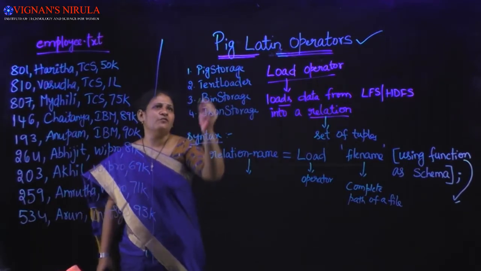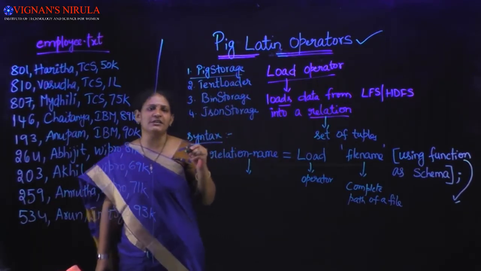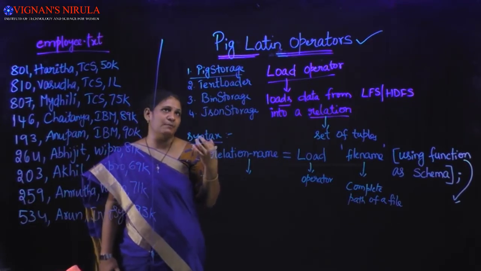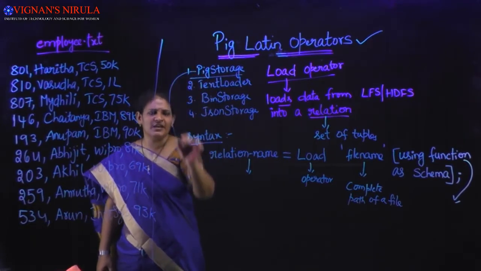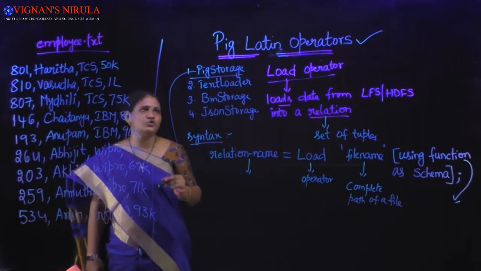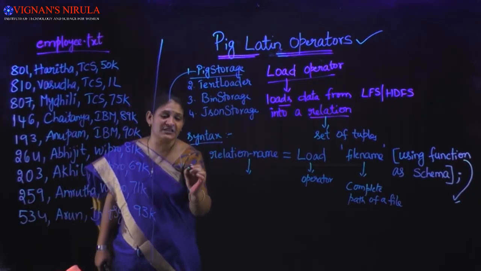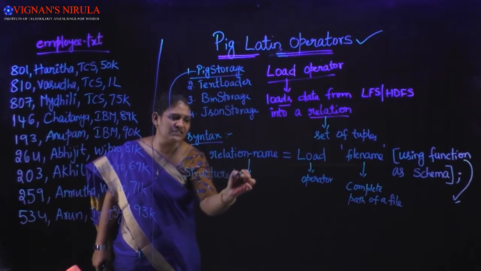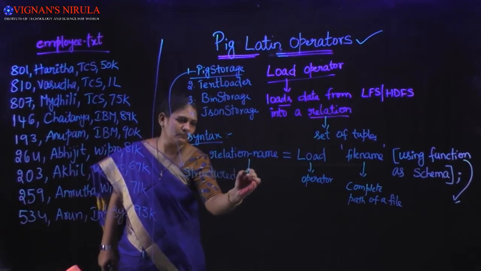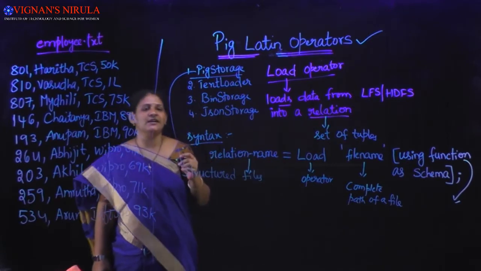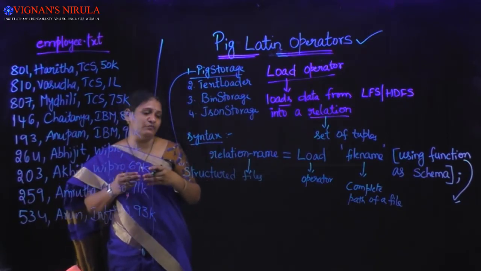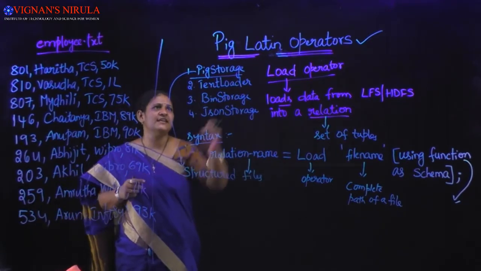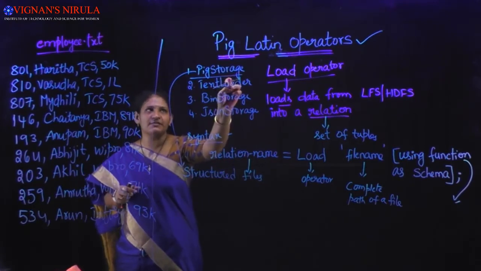Usually by default we'll be using PigStorage. This is the default function which Apache Pig will take. PigStorage means it loads and stores the data of structured files. If the data is present in structured files, or if you want to load or store structured files, then you'll be using PigStorage as the function.